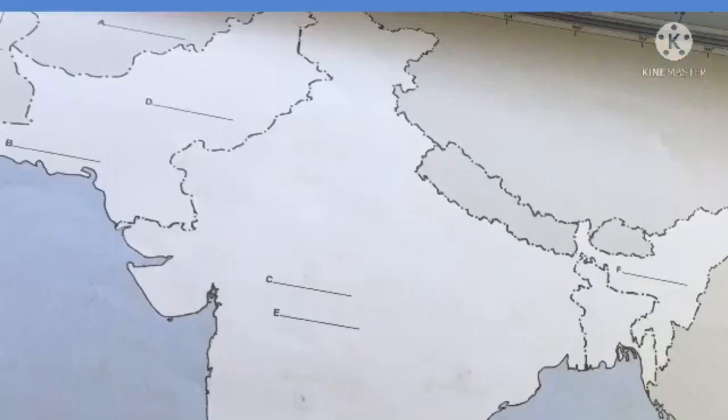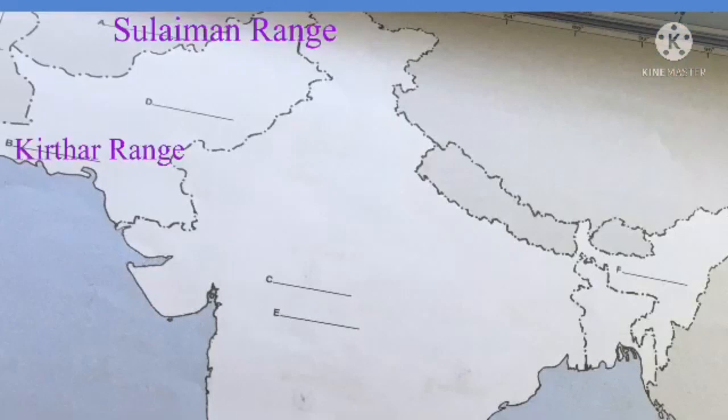Map is about physical map of the subcontinent. Okay, children. What is the first question? A and B are the hills where people began to grow crops about 8,000 years ago. What does it represent? A and B represent what? Yes, the hills where people began to grow crops about how many years? 8,000 years ago.